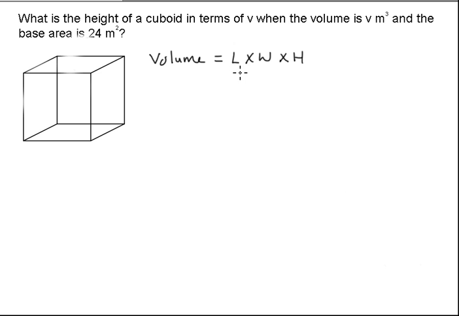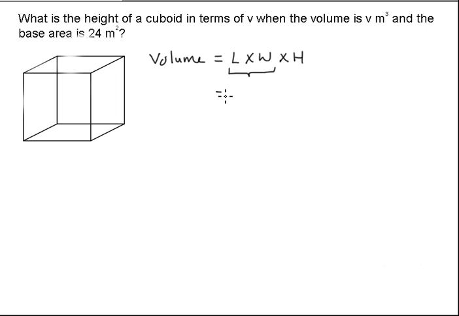Now I want you to observe this formula. It's this section here. It's length times width, and this looks very familiar. This is the formula of an area of either a rectangle or a square. So we know that the base area of a cube is a square, and in the question it says that it's 24 square meters. This length times width is actually equal to 24 square meters. It is the base area.